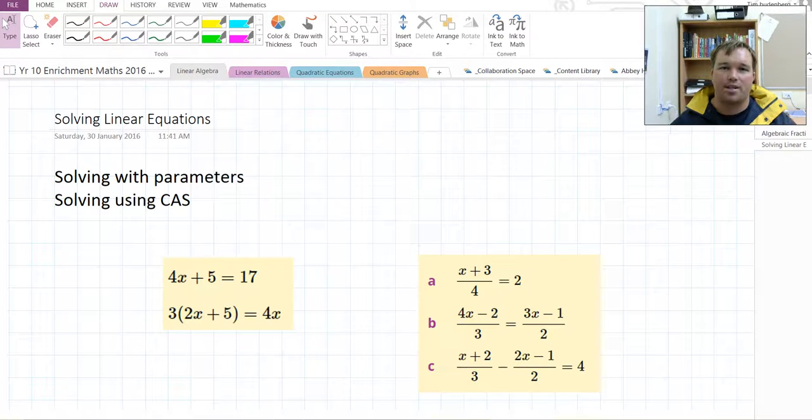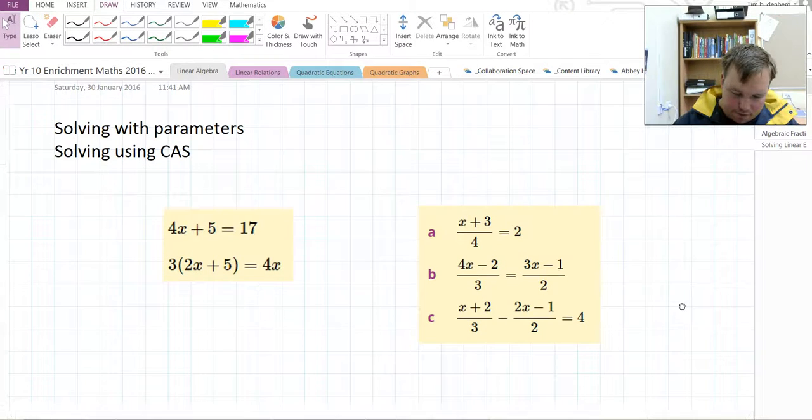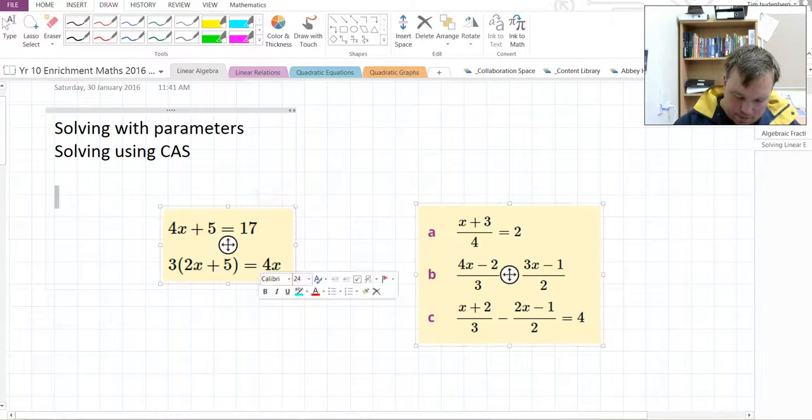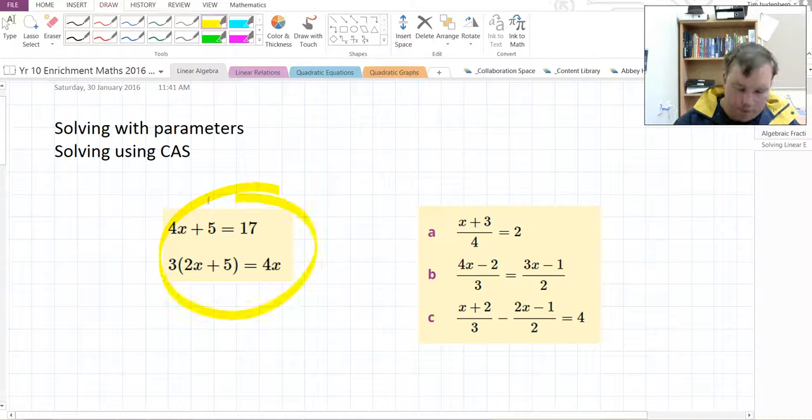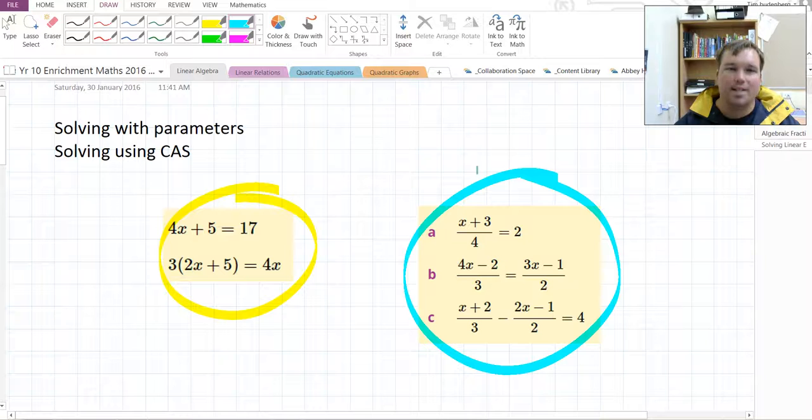Today we're looking at solving equations. Now, there are 5 equations on the page in front of you. These ones on the left, you should be very comfortable with from Year 9. The ones on the right, you'll have seen similar to Year 9, but may require jogging your memory.